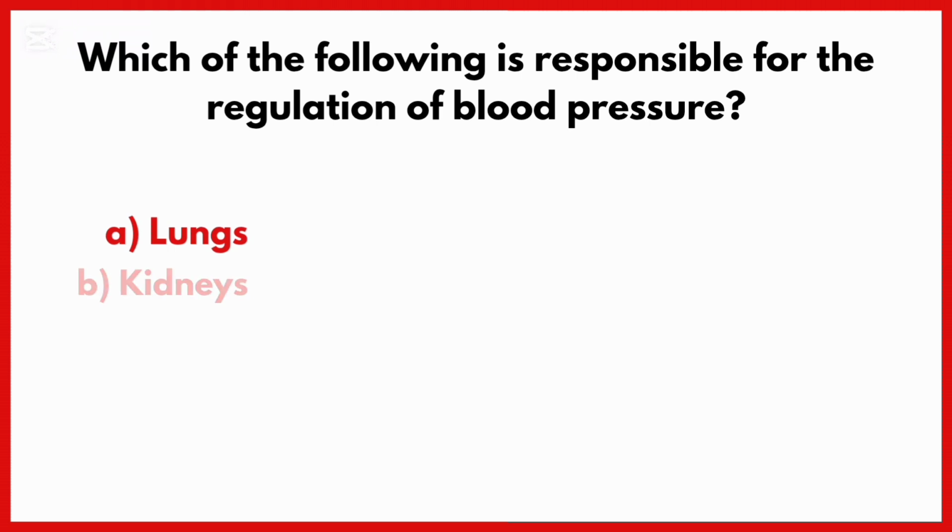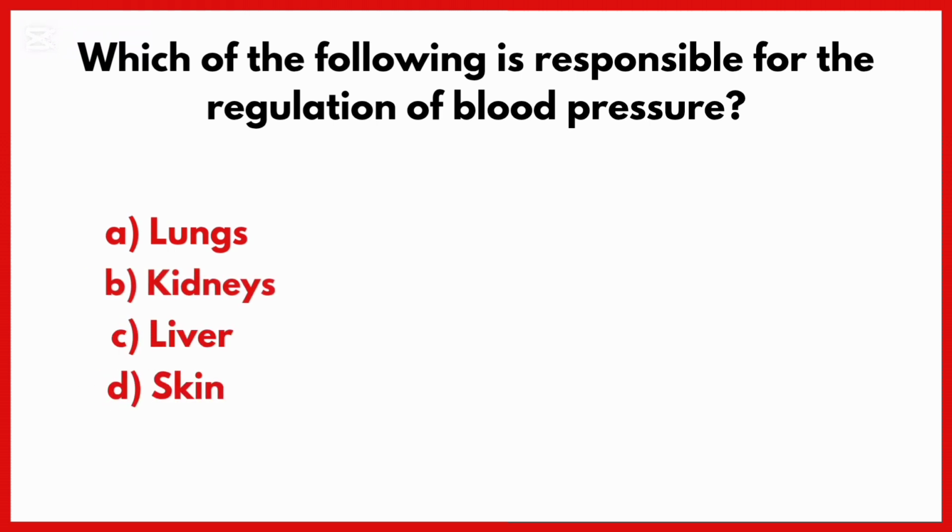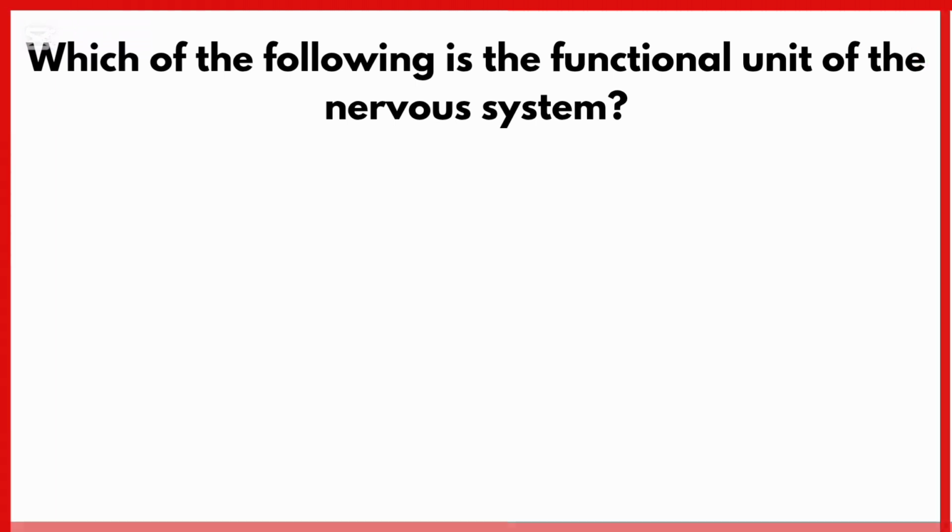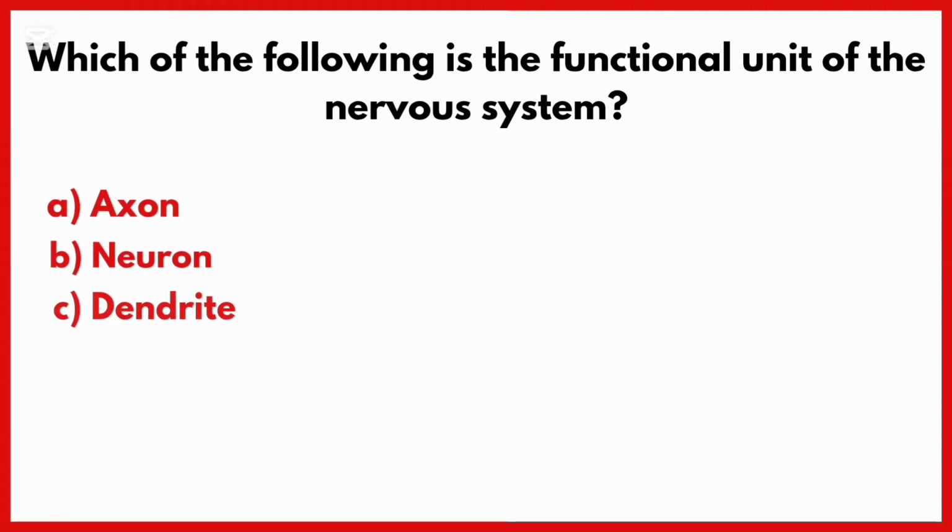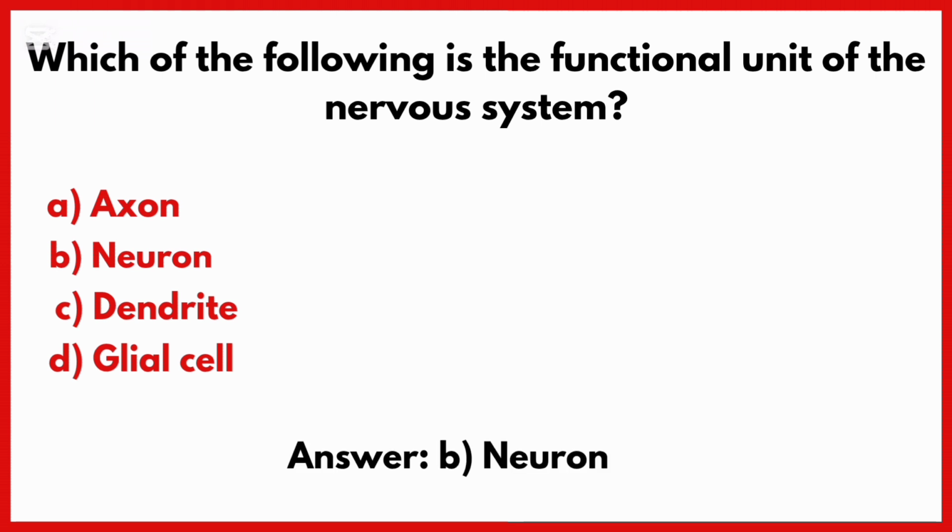Which of the following is responsible for the regulation of blood pressure? Correct answer is option B, kidneys. Which of the following is the functional unit of the nervous system? Correct answer is option B, neuron.